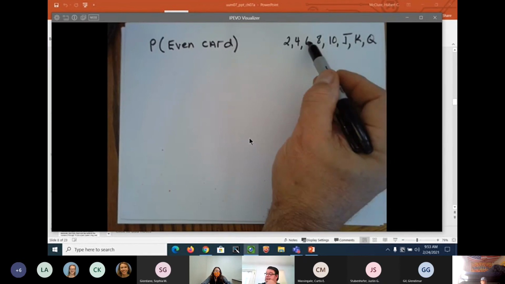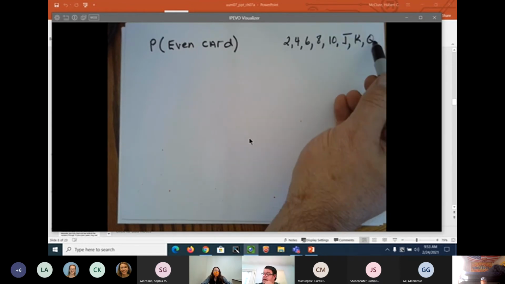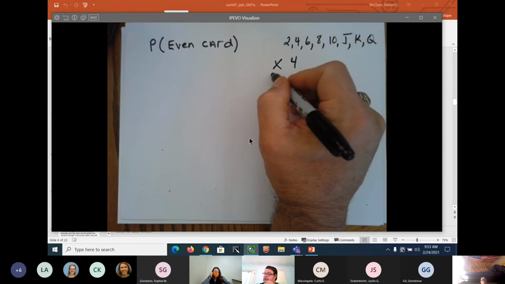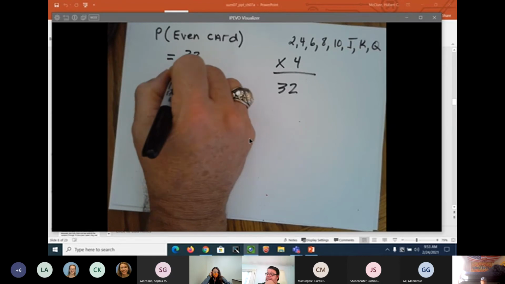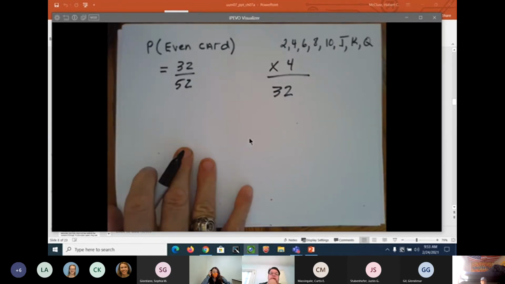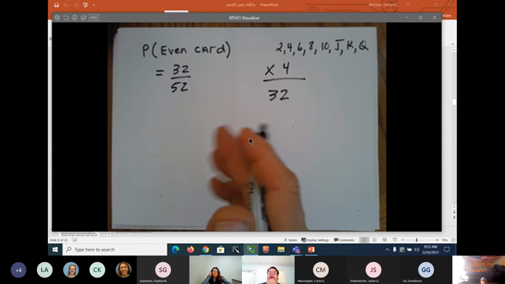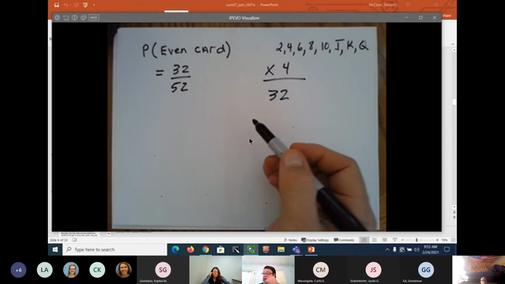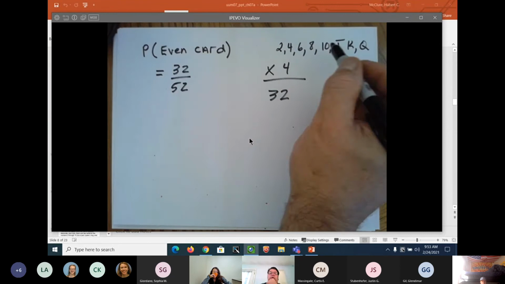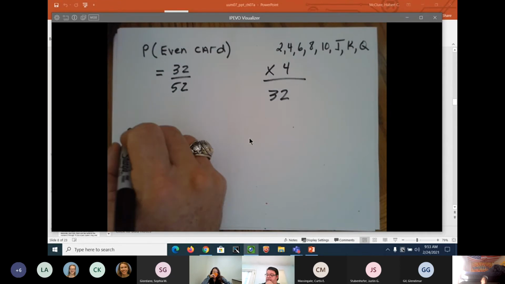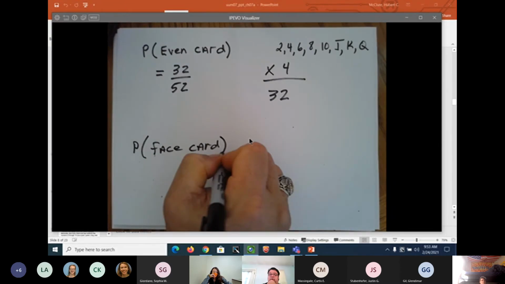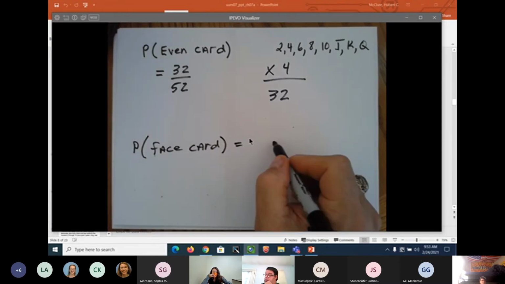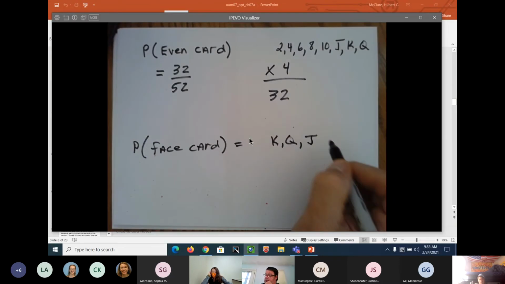So 1, 2, 3, 4, 5, 6, 7, 8. 8 times 4, there's 4 suits, is what? So the probability is 32 over 52. Now, I would not have been able to do that if I had not thought, okay, even cards, that would be those. All right, how about this one? Probability of a face card. Well, that's going to be king, queen, jack times 4.